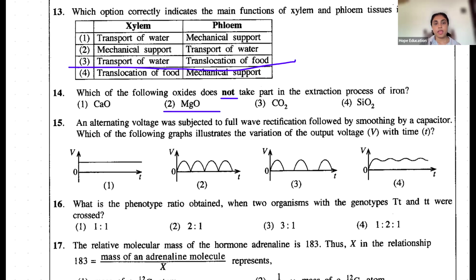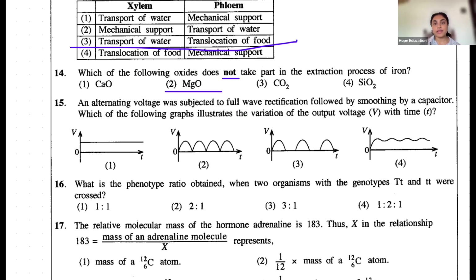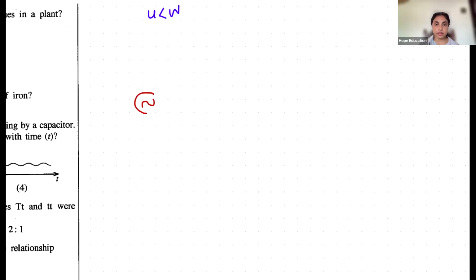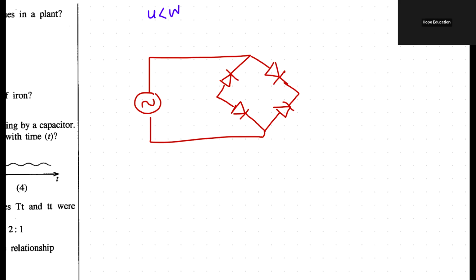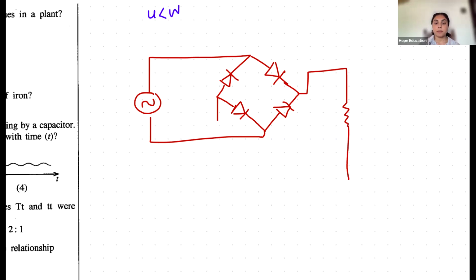Let's look at the 15th question. An alternating voltage was subjected to full wave rectification. Okay, let's go step by step. Alternating voltage එකක් subjected to full wave rectification. Full wave rectification කොහොමද වෙන්නේ? Let's say this is an alternating voltage. We have a rectification bridge of 4 diodes. And then here, we have a resistor. It could be an ammeter, galvanometer. It could be like a bulb, whatever.